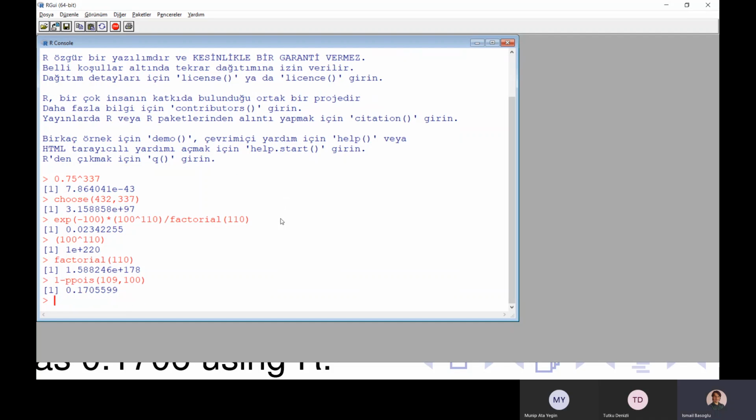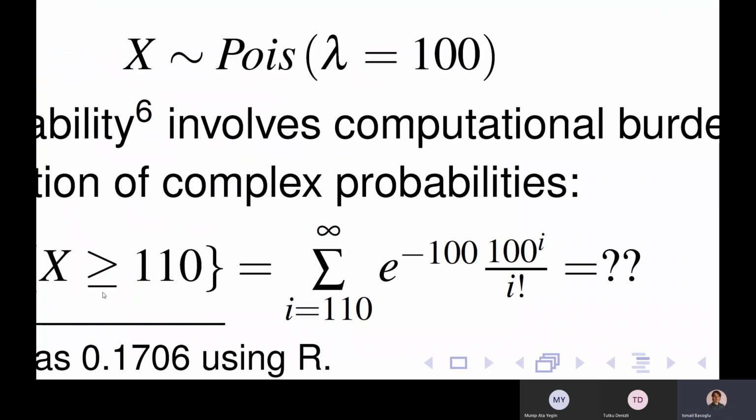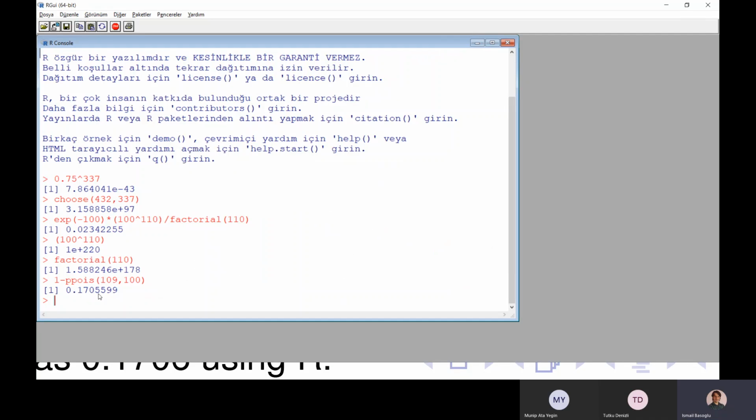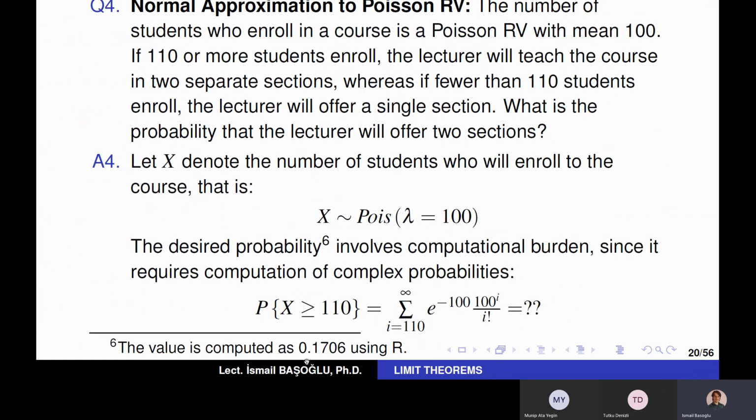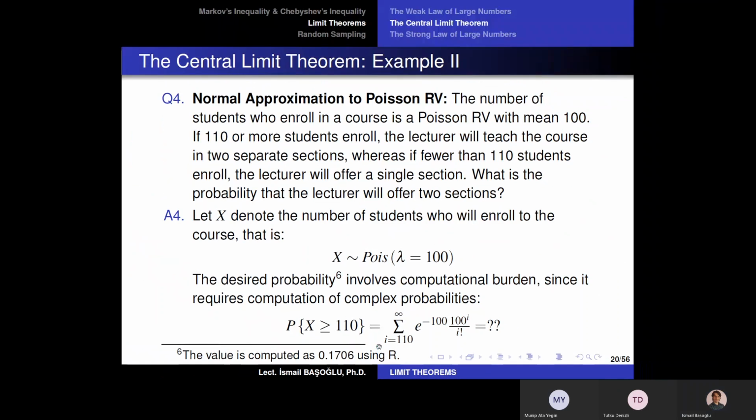And that probability is approximately 0.1705 or 0.1706, let's just say. And as you can see, that probability is computed already by a computer. However, if you intend to do this operation manually, it would be impossible.